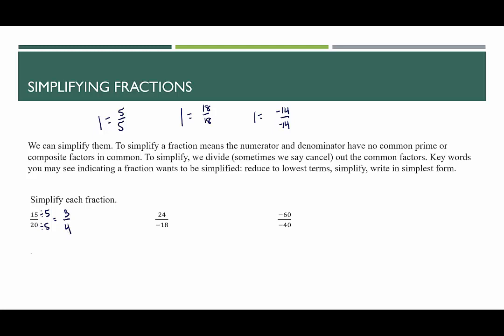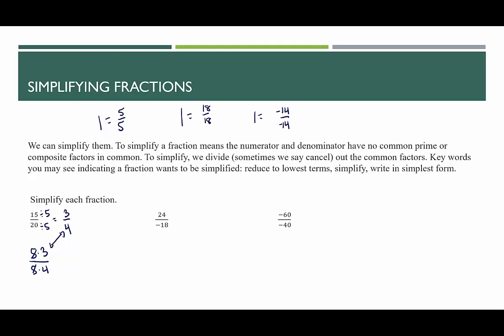Something else we could do is rewrite 15 and 20 as 5 times the other factor. So 15 is 5 times 3, 20 is 5 times 4, and then we can cancel that way, and we see 3/4. When we get really comfortable with simplifying fractions, we don't even show the step. We might just cross them out and put the remaining factor somewhere close by.